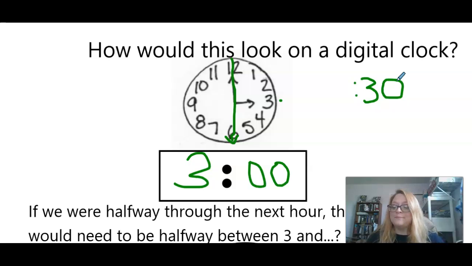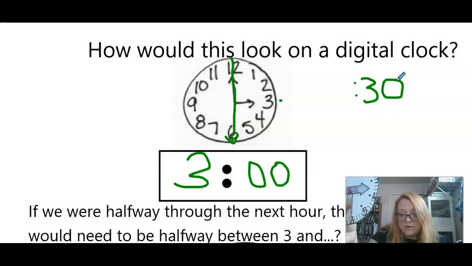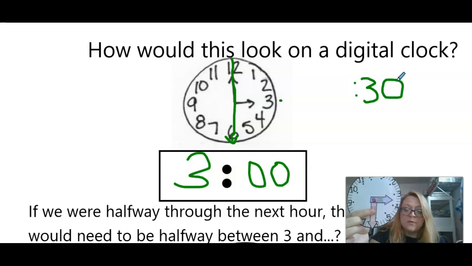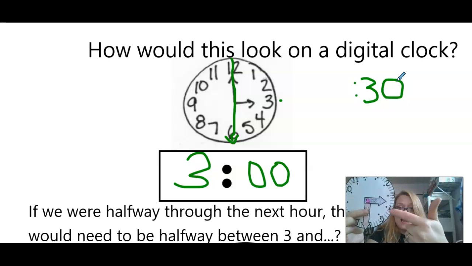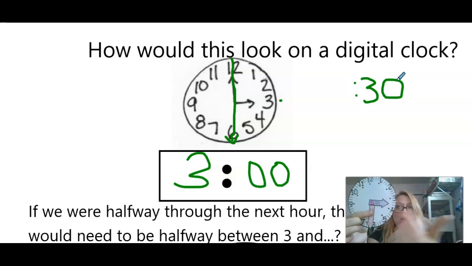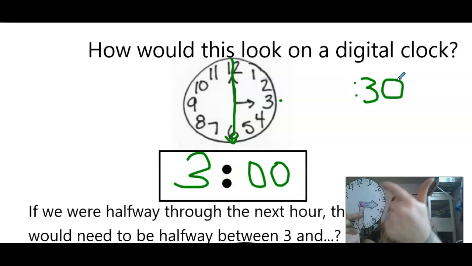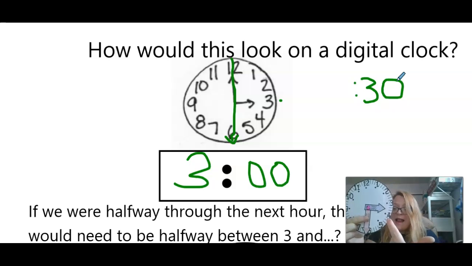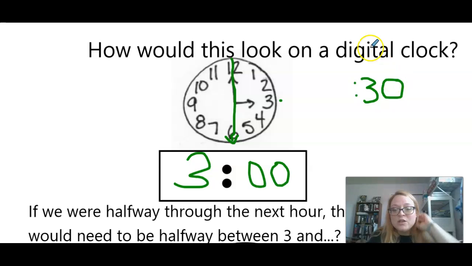Okay, now, not only did our minute hand move, but our hour hand moved a little bit also. So it is now where? Halfway between what two numbers? 3 and 4. Have we gone all the way around yet? No, so this can't be to the 4 yet. But it's also not still on the 3 because it's moving a little bit. So our time is now 3:30, okay?